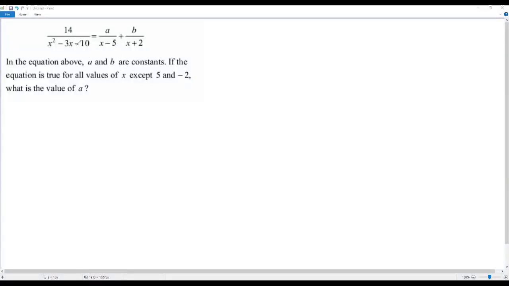14 divided by x² − 3x − 10 equals a divided by x − 5 plus b divided by x + 2. In the equation above, a and b are constants. If the equation is true for all values of x except 5 and −2, what is the value of a? Okay, in this equation we have to solve for a.